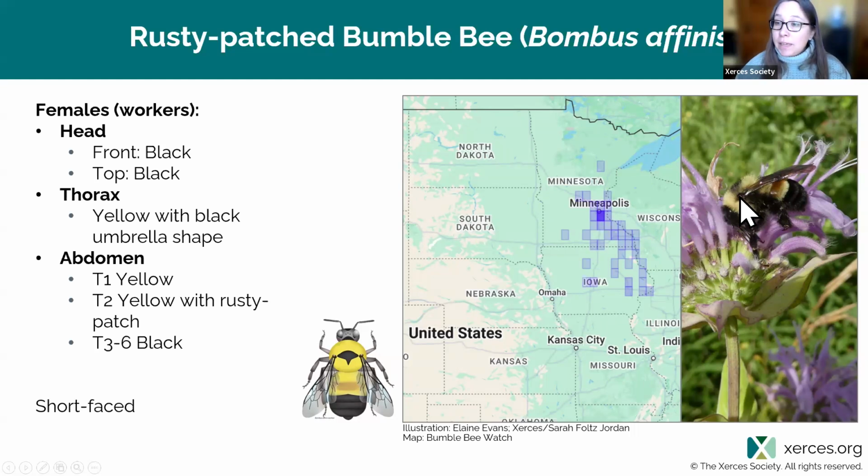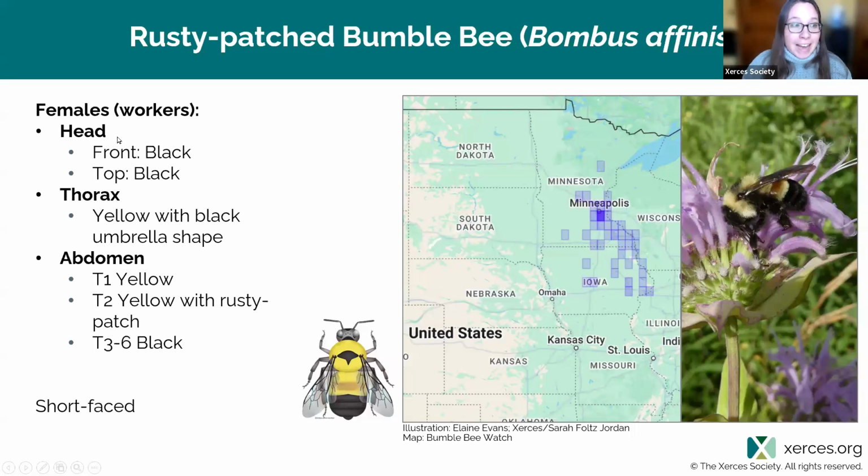Rusty patch bumblebees also have dark hairs underneath the wing joints, which you can see in this example photo here. So the thorax is mostly yellow, but they have some dark hairs right there in what I kind of think of as being like the armpit of the bee, where their wing joints attach to their thorax.